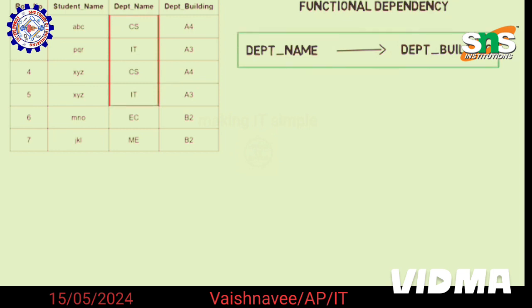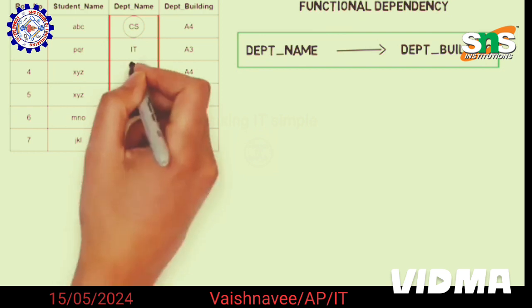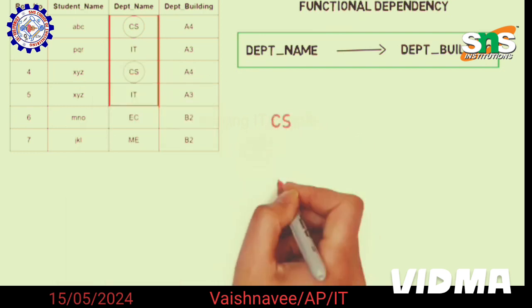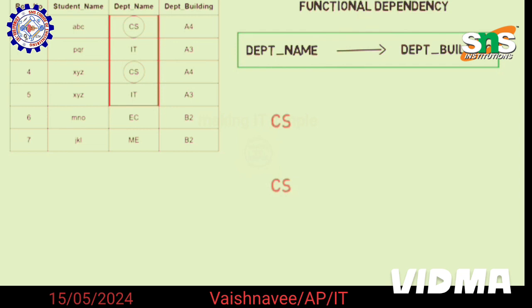Next one, let us consider another functional dependency. Department name determines department building. Now we can notice that the department name attribute has redundant or duplicate values present in it. It does not mean it is an invalid functional dependency. So let us check using an example. There are 2 records for CS in the department name attribute, so both can be written as determinant. What are their corresponding values? Both have A4 as their department building, so we write them as their dependents. Is this an invalid case? No, it is not an invalid functional dependency.